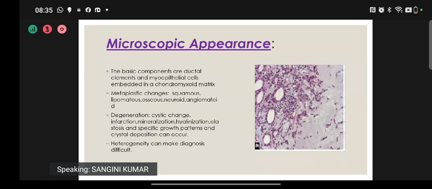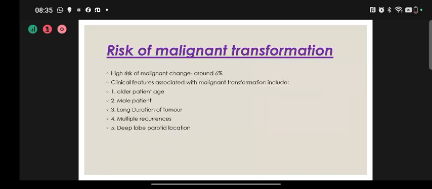Now, coming to the microscopic appearance, the basic components are the ductal elements and the myoepithelial cells, which are embedded in a chondromyxoid matrix. Metaplastic changes may occur, as well as degenerative changes. This heterogeneity due to metaplastic and degenerative changes can make diagnosis difficult.